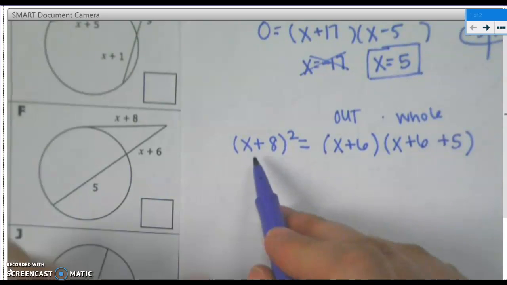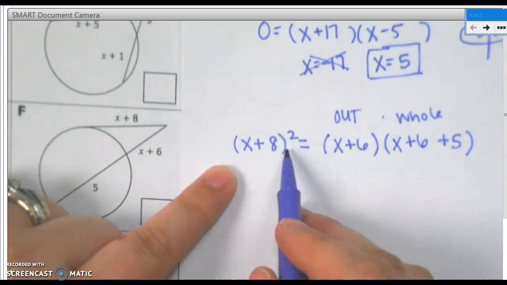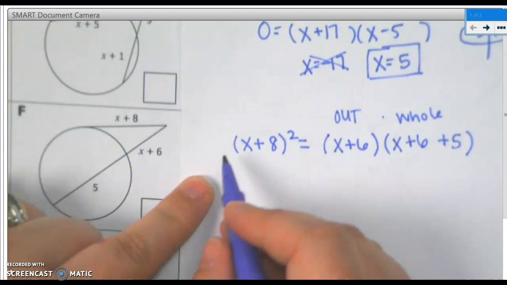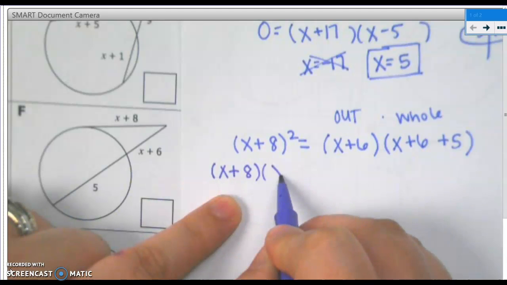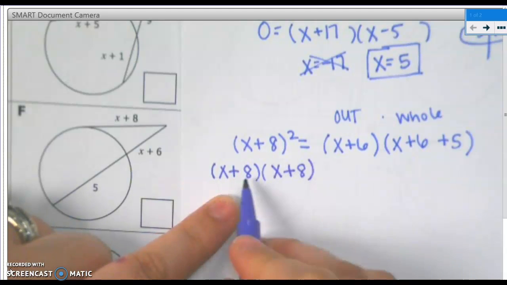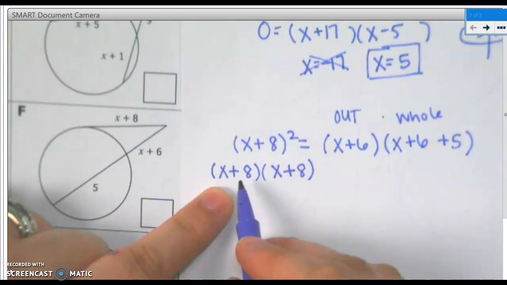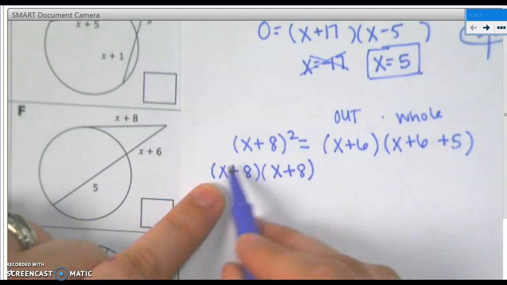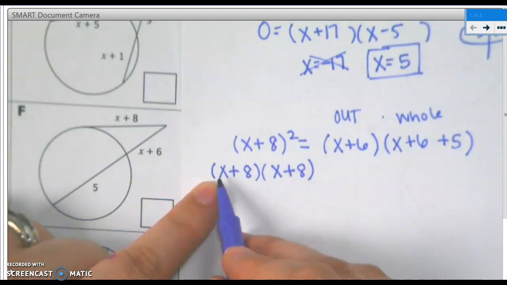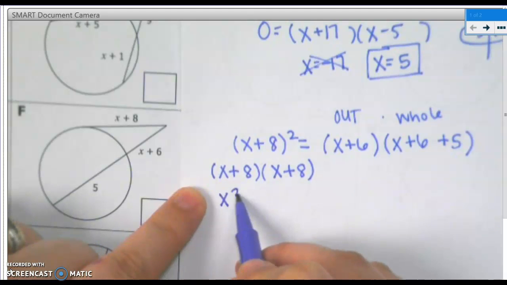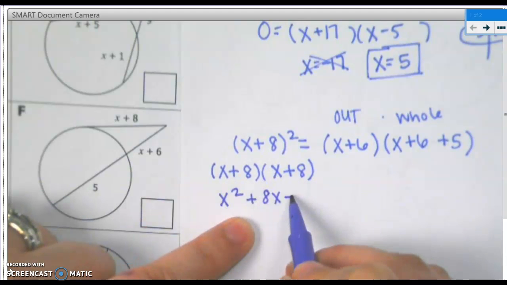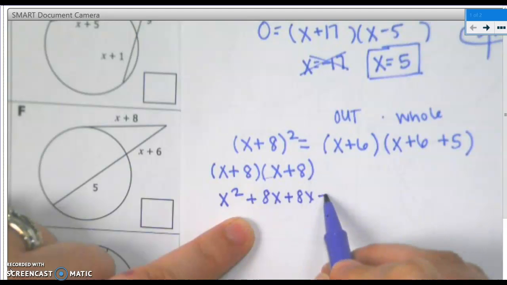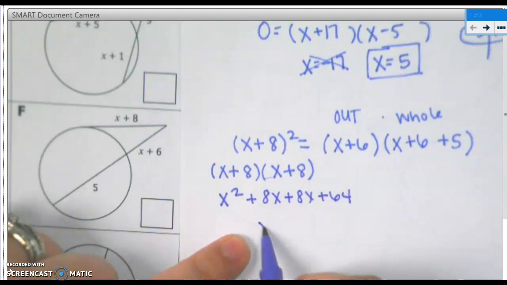So when I go to multiply x plus 8 squared, that's not just x squared plus 64. That's not a thing. X plus 8 squared means x plus 8 times x plus 8. So again, I have to either FOIL or use the box method to multiply those out, or double distribute, same idea. So x times x, x times 8, x times 8, 8 times 8. Simplify that.